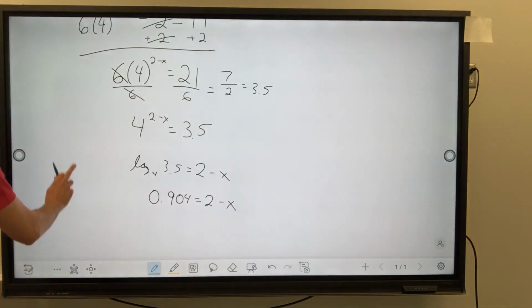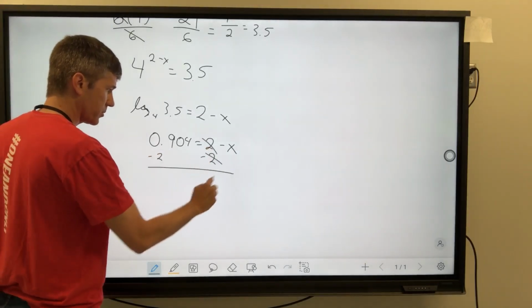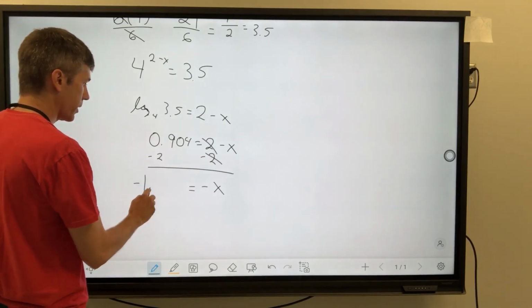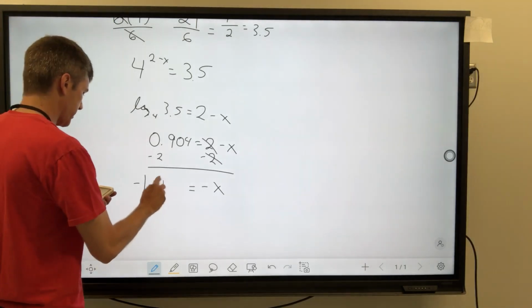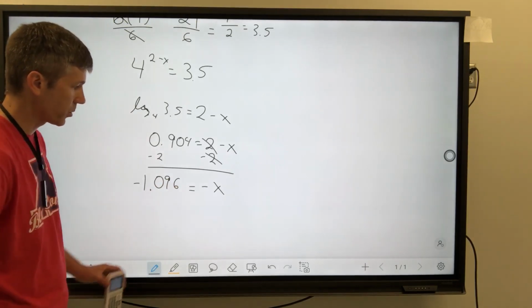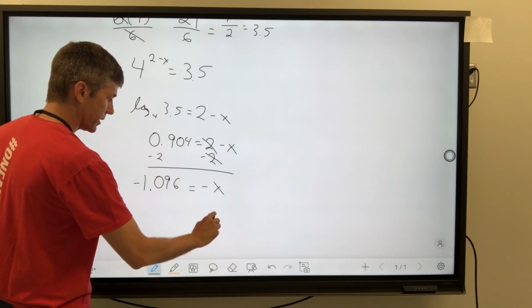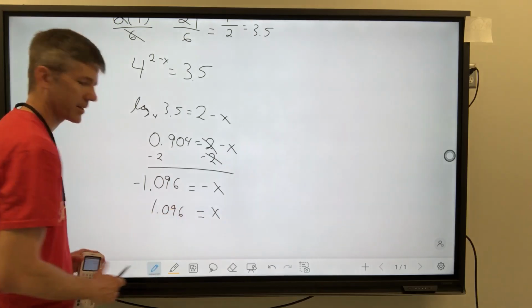And we're going to solve. Now, I think it's going to be pretty straightforward at this point. We're going to subtract 2 from both sides. And when we do that, we're going to have negative 1 point. Trying to do that in my head. Having a little bit of a brain fart. Yeah, there we go. 0.096. And then at this point, we have negative x equals negative 1.096. So positive x equals positive 0.096. That's it.